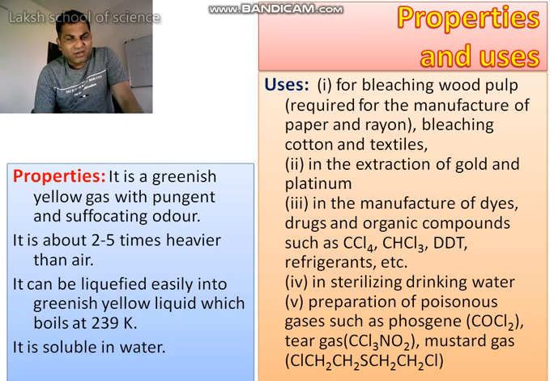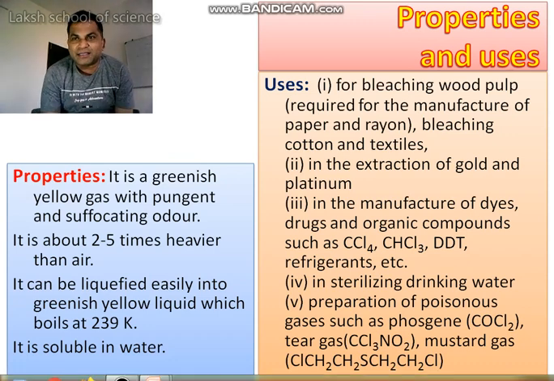Preparation of poisonous gases such as phosgene and tear gas. Now you used to see tear gas. This is the tear gas, CCl3NO2, mustard gas, and all this. COCl2 is phosgene, which is also poisonous.